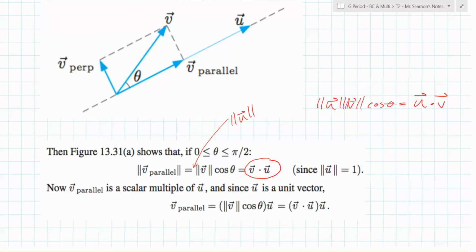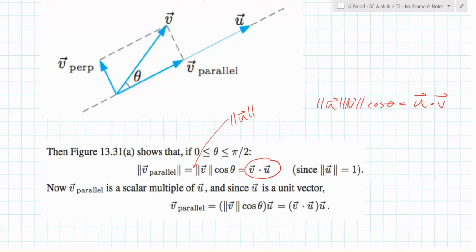If I told you, hey, that's the direction we're going in, and a certain magnitude, can you find the actual vector representation of the resulting vector? Absolutely. What's the direction we're going in? U. What's the magnitude of U? 1. If we multiply U times 7, what does the magnitude of the vector become? 7. If we multiply U by 12, what does the magnitude become? 12.